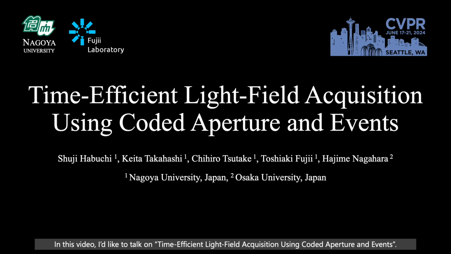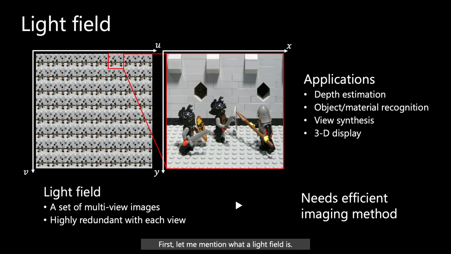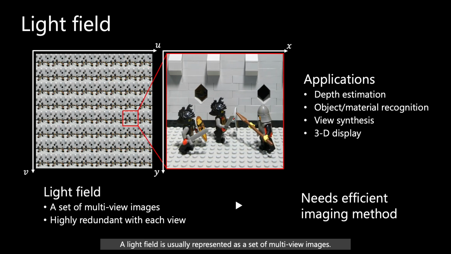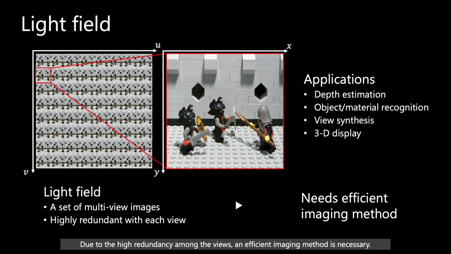In this video, I'd like to talk about time-efficient light field acquisition using coded aperture and events. First, let me mention what a light field is. A light field is usually represented as a set of multi-view images. Due to the high redundancy among the views, an efficient imaging method is necessary.